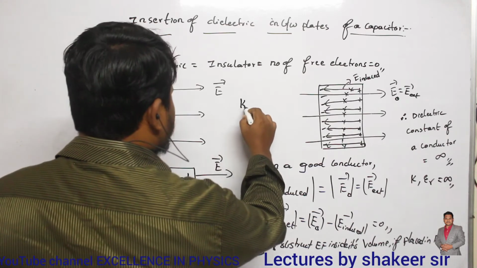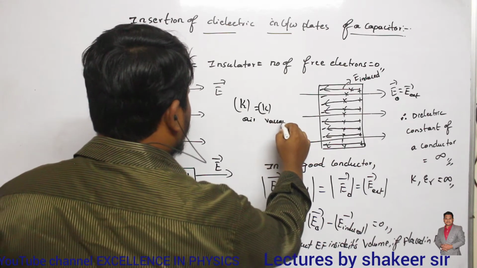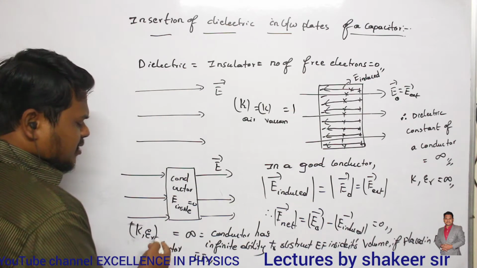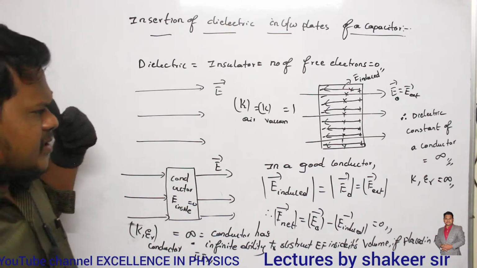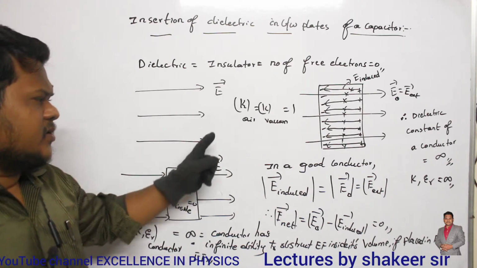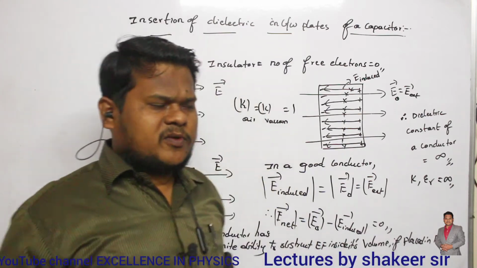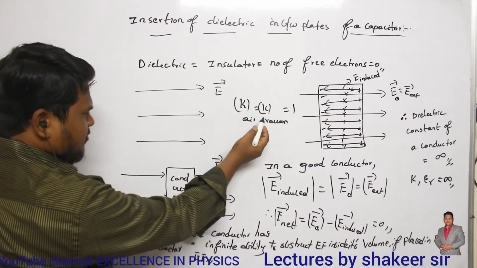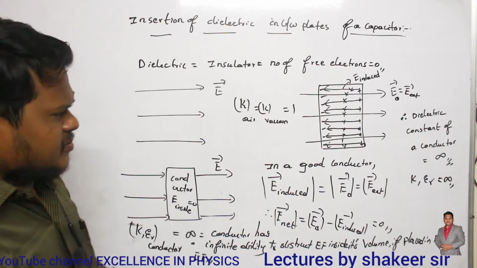And the dielectric constant of air or vacuum is equal to 1. And the dielectric constant of a conductor is how much? It is infinite. So for every remaining body, whether conductors or semiconductors or whatever type of body, the dielectric constant always lies between 1 and infinity. This is the minimum value which is possible, and this is the maximum value which is possible. So first of all, make a note up to here.